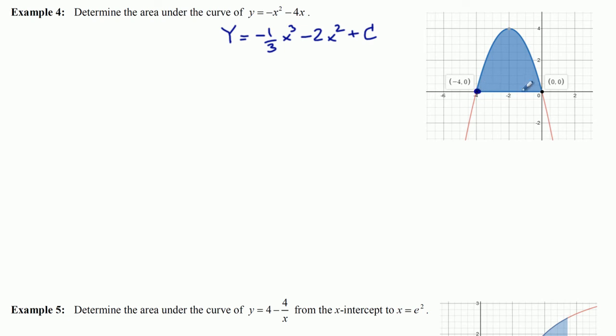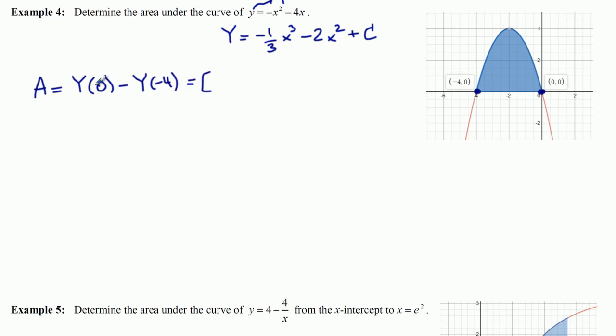So we have an added step here. We need to figure out these two numbers here. We can do that by setting y equals 0 and then solving for x, but you can see it in the graph right there. So it's at negative 4 and 0. So the area will be capital Y at 0 minus capital Y at negative 4.